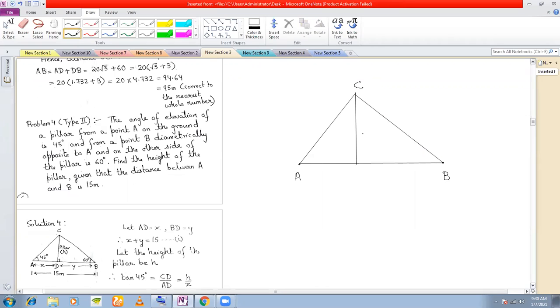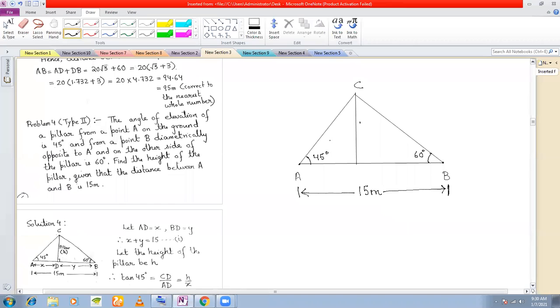So what are the angles here? 45 degrees and 60 degrees. You can take it the other way also: you can take this as 60 degrees and this as 45 degrees. No problem, it's the same thing. And the distance between A and B is 15 meters. The question is to find the height of the pillar.